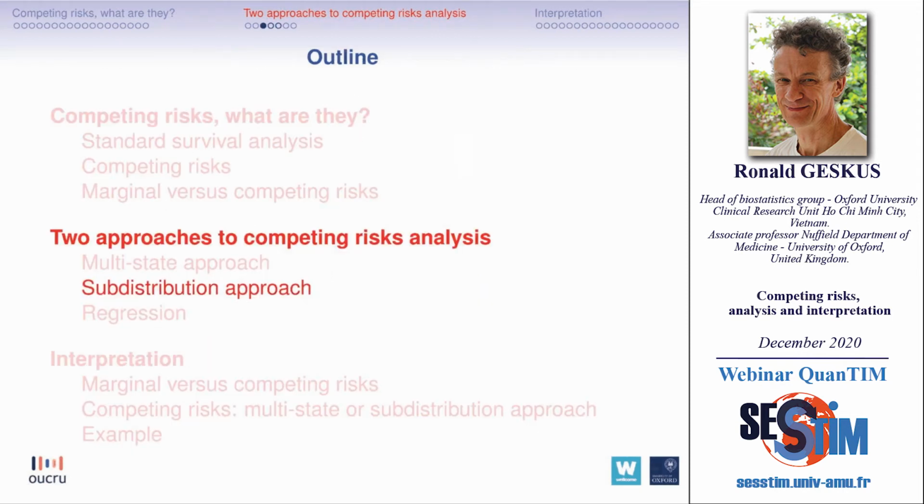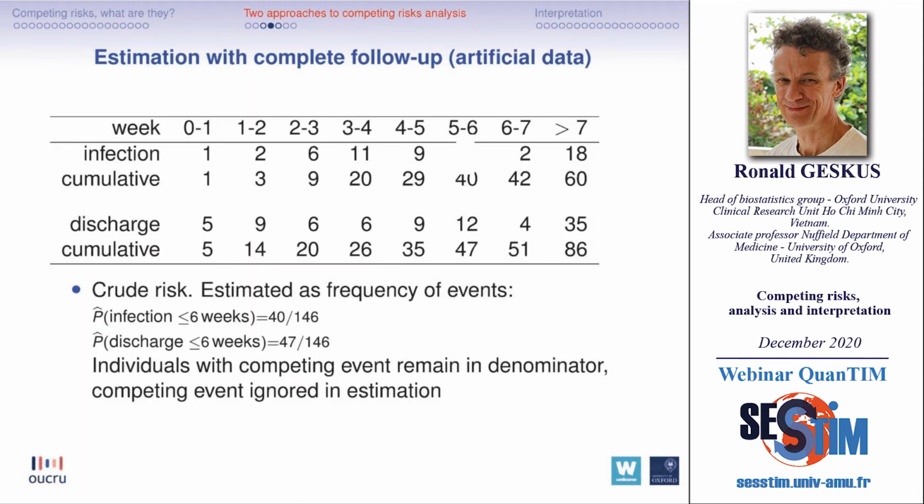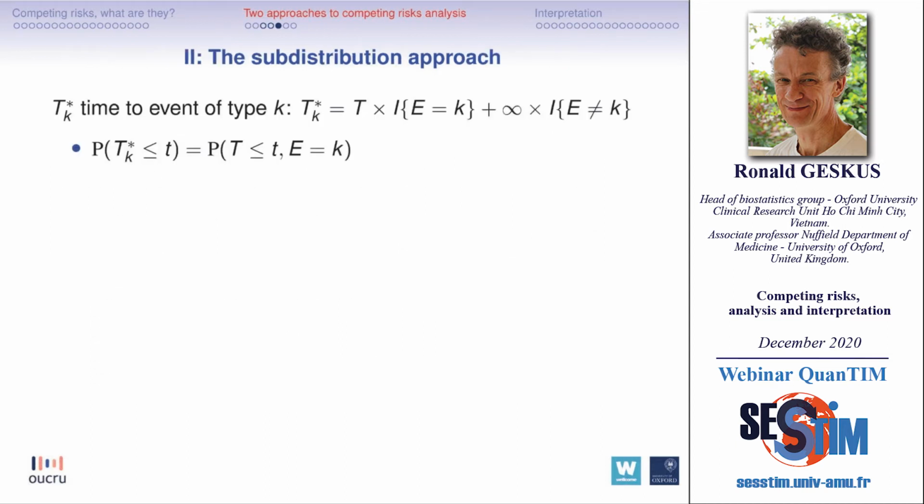The subdistribution approach, though, is a slightly different approach. And this is the example that I gave before. So in the subdistribution approach, we ignore the occurrence of the competing risk. Individuals with the competing risk remain in the data set. Basically, you can say they have the event of interest at time infinity.